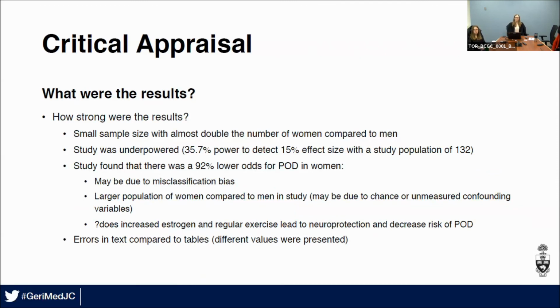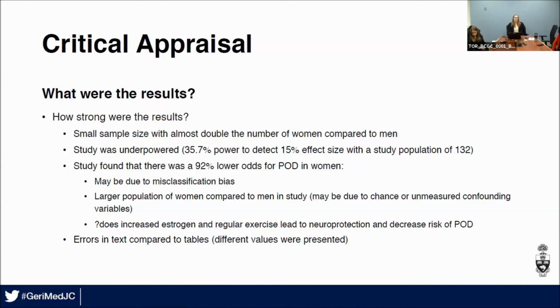The question is, is there a true difference and increased benefit with women who exercise compared to men? Or is this a misclassification bias, kind of what I was talking about before? Or is it because there were more women compared to men? And is it just due to chance or unmeasured confounding variables? They also talk about studies done previously by authors who looked at whether increased estrogen and regular exercise may lead to neuroprotection and decrease the risk of post-op delirium. But these are just things that they were thinking about.